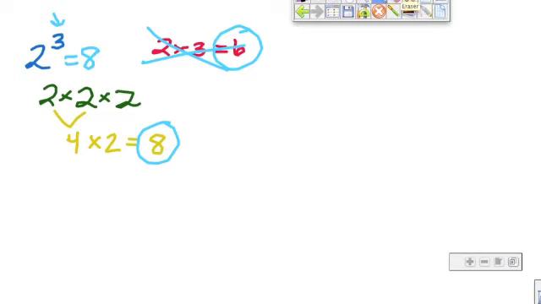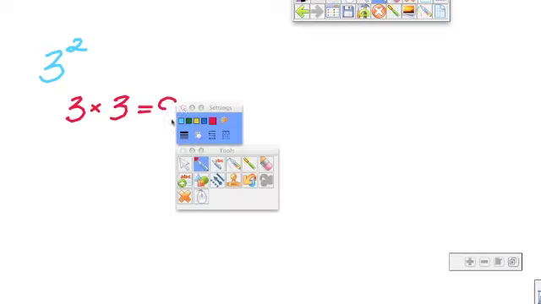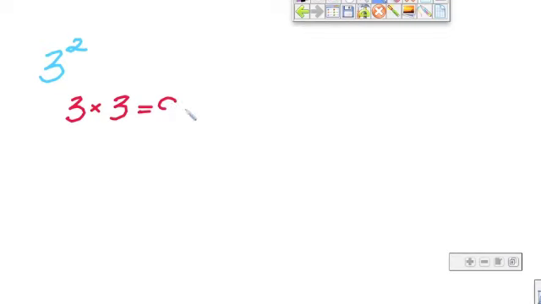Let's try another one. What if we had 3 squared? Squared means it's to the second power. Cubed means it's to the third power. So we have 3 squared. Well, that tells me I need to write this number 2 times. 1, 2. And I know I'm going to multiply each time. So 3 times 3 is going to give you the value of 9. Oops, let's get rid of these boxes here. It's going to give you 9.